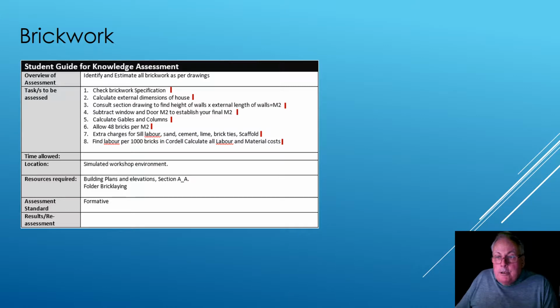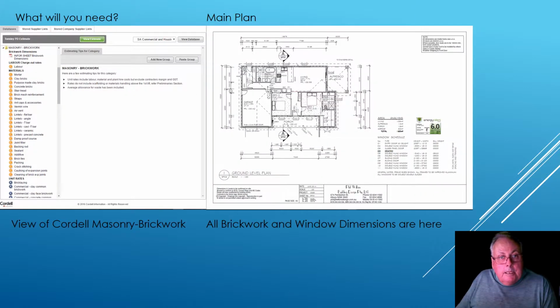Okay, slide 2. What will we need? Well, we do need this, and this is a screenshot of masonry and brickwork in Cordell's, and you're quite free to go into there and have a look. There's 2 things here. One is materials, and then the blue colored here is actually commercial rates. And so that's well worth having a look at.